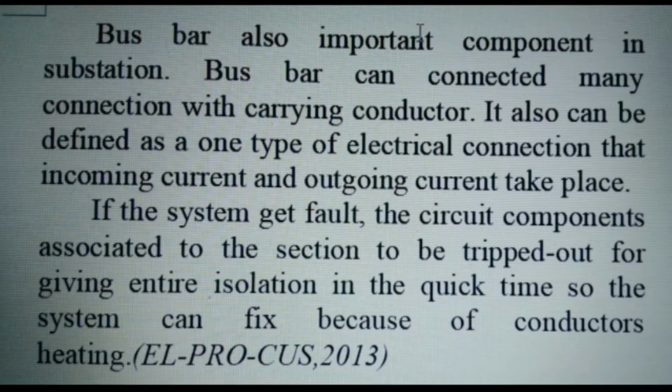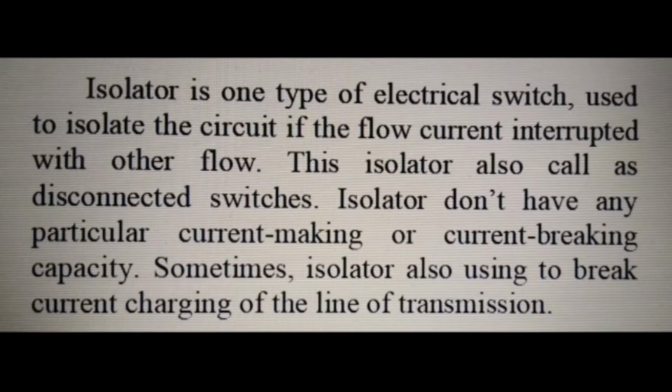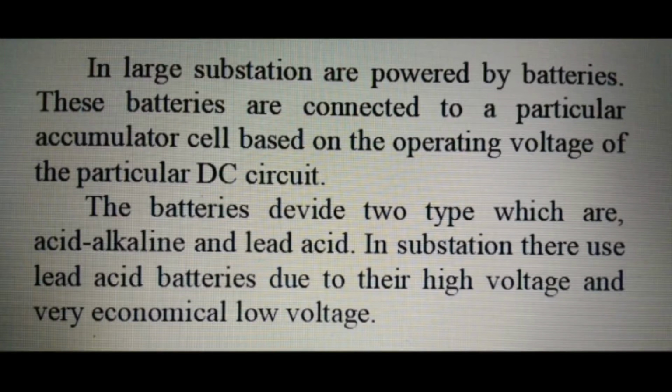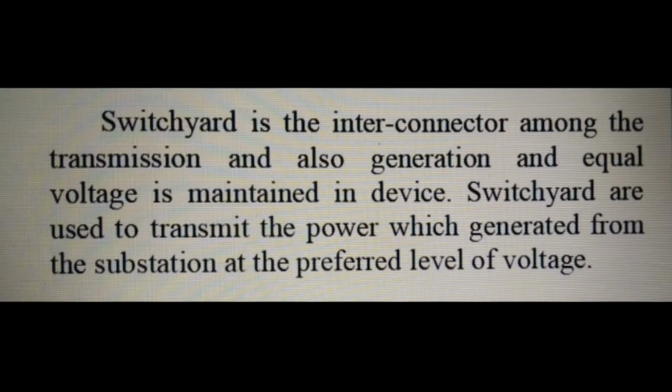Next, we have the bus bar. The benefit of using a bus bar is that it can connect with many conductors, and it can isolate the entire system in quiet time. Then we have the isolator, batteries and switch yard. The function of the isolator is to break the charging current of the transmission line. As usual, the battery gives voltage to the system. It is used to transmit the power generated from the substation at the preferred voltage level.